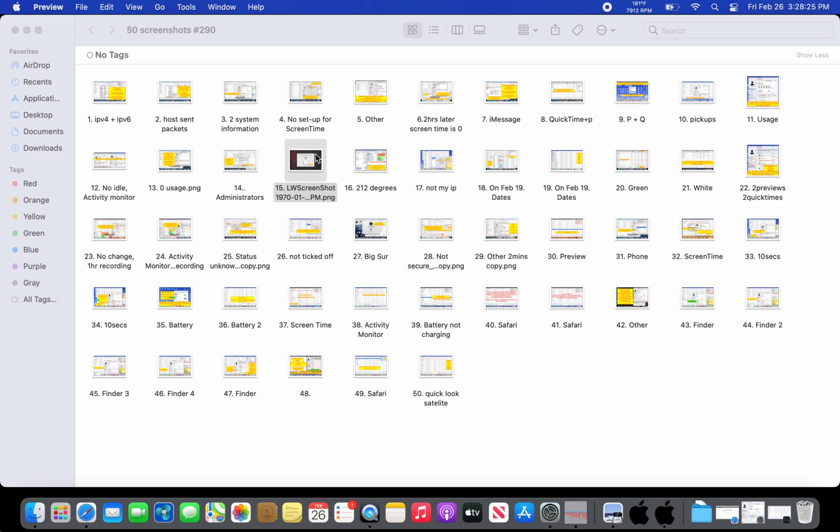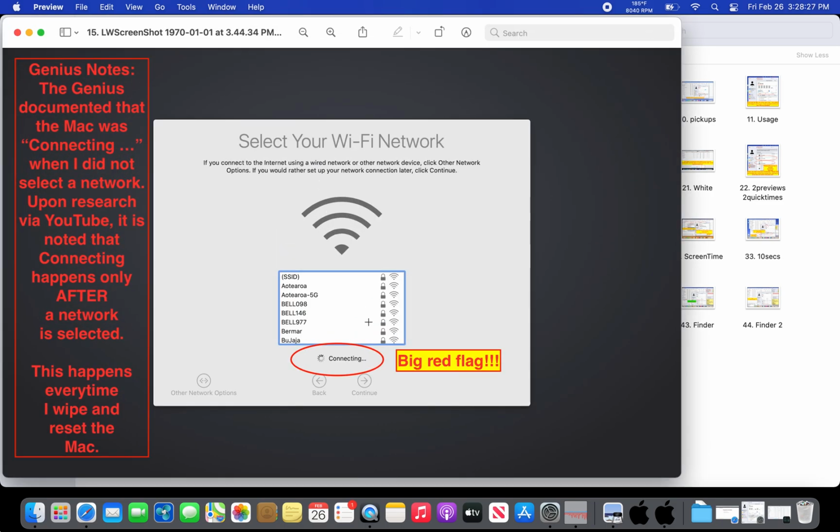And I sent this one to you previously, and I said it's a big red flag because, and I've reviewed it on YouTube, people buy their Mac and set it up. I did not choose a network, but the Mac is already connecting. Right. So it's not connecting to anything. It's saying basically it's trying to connect. Okay. But it can't connect until you choose a network. So it's going to be the same thing on every computer right out of the box. It's going to say connecting because it's attempting to.